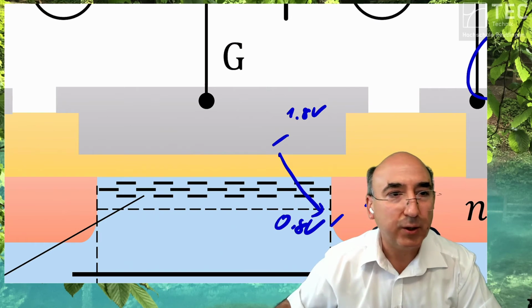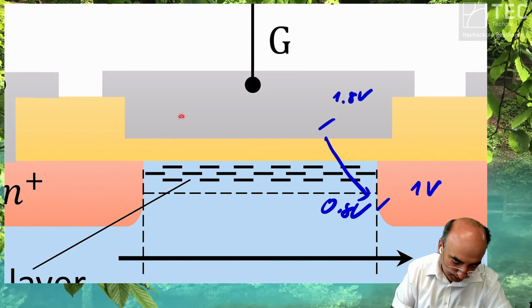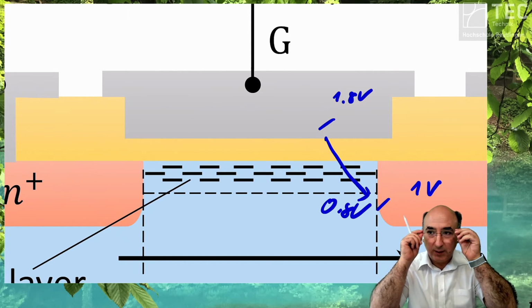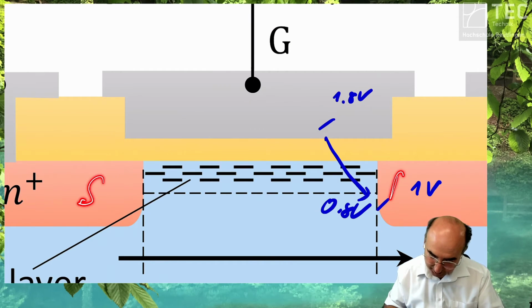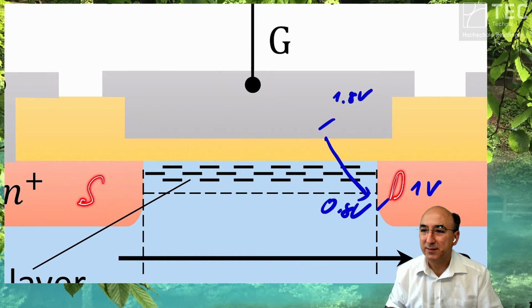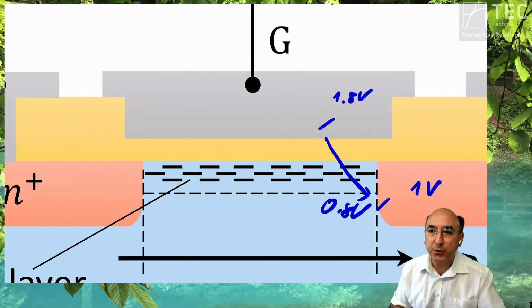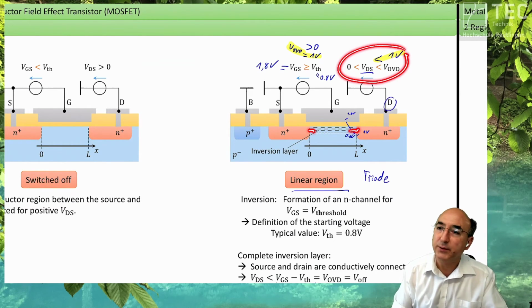As it is the case, now I make it smaller again, as it is the case here to the source, because the MOSFET doesn't know that you called this area source and this area drain. The MOSFET doesn't know that. It's symmetrical, usually. Okay, and this in turn means if you want to have an inversion layer here and here, you have to fulfill this condition.